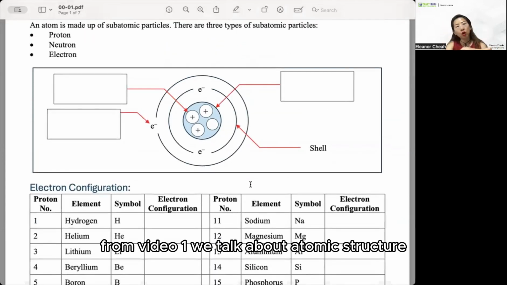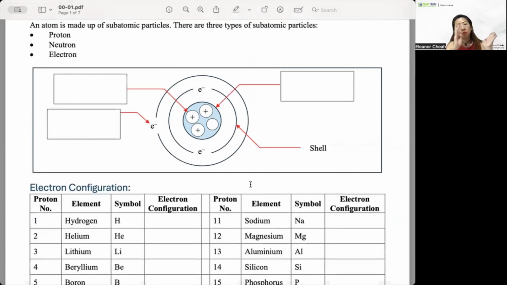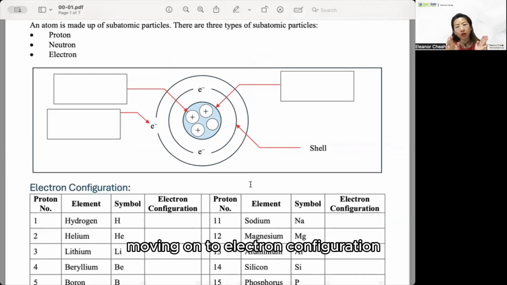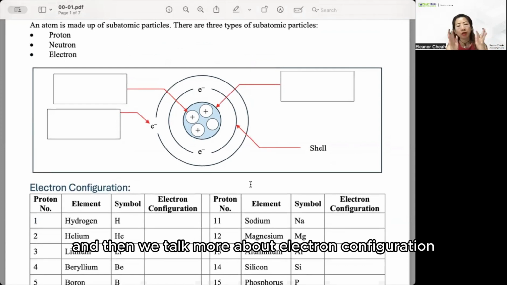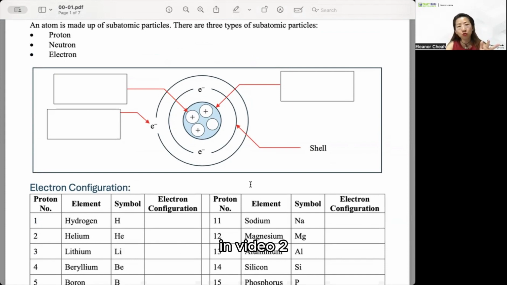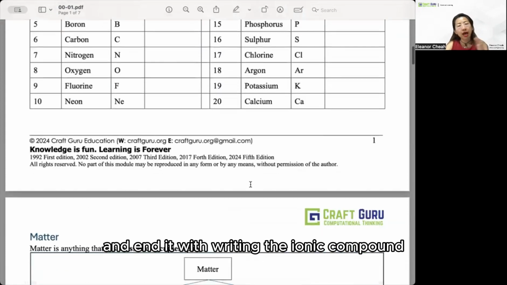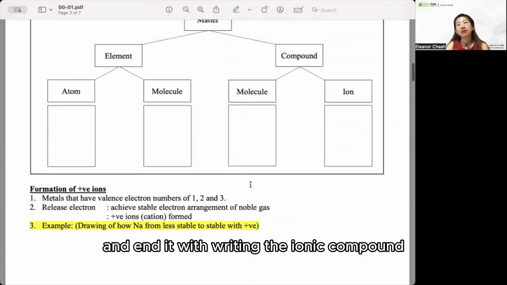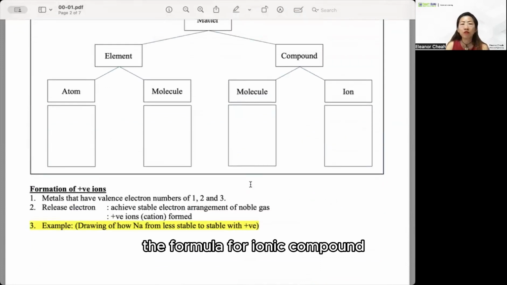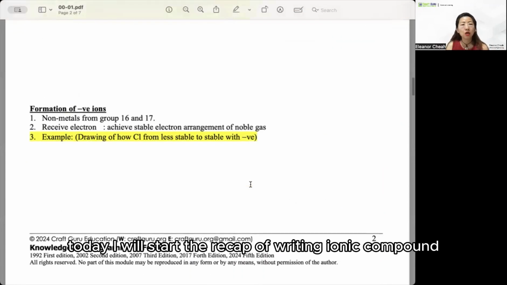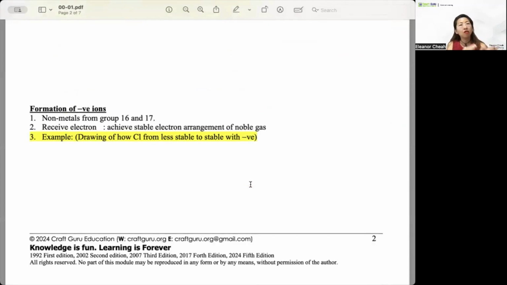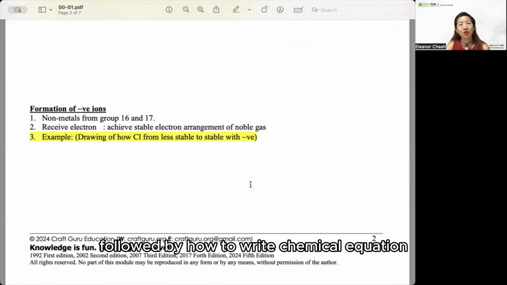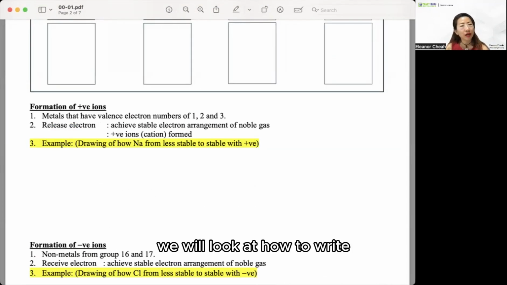From video 1, we talked about atomic structure, moving on to electron configuration, and then we talked more about electron configuration in video 2, and ended with writing the formula for ionic compounds. Today, I will start with a recap of writing ionic compounds, followed by how to write chemical equations. We will look at how to write the formula for ionic compounds again.